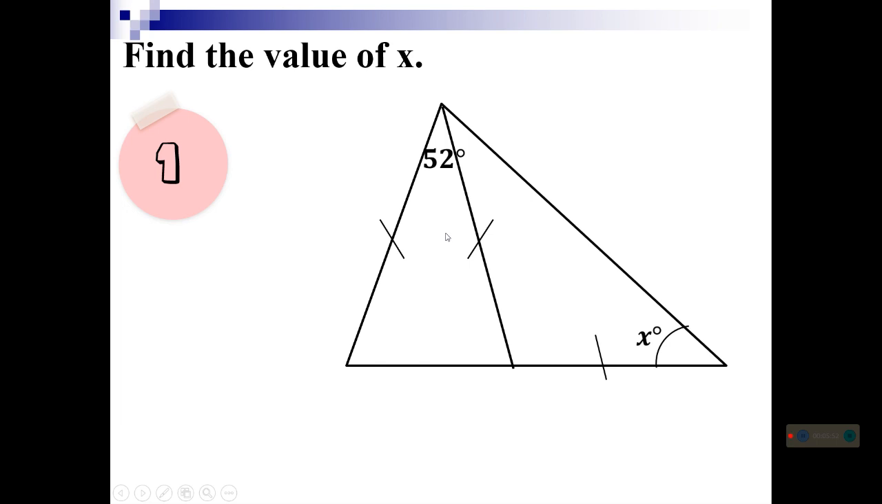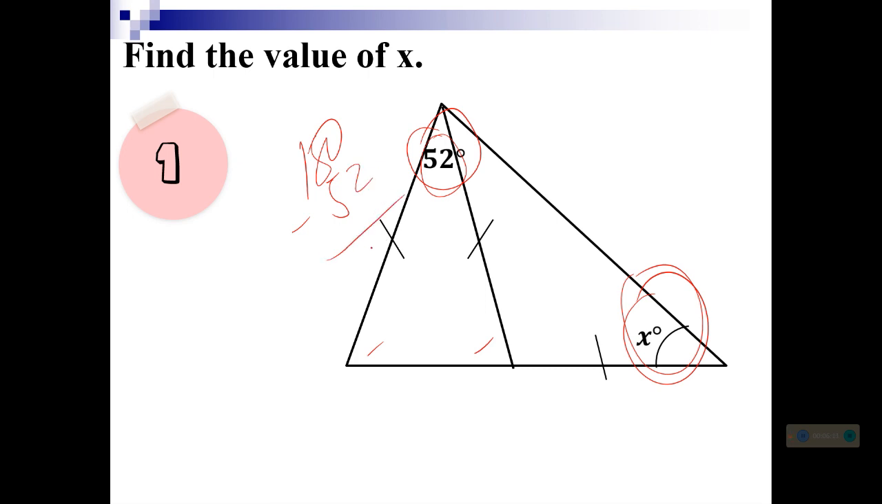So, let us try slides 1 to 5. Find the value of x. We have here the vertex angle, and we are going to find the value of x. To find this, you first find the base angles. Since we have 52, 180 minus 52 is equal to 128. Divide by 2, so you have 64 and 64.